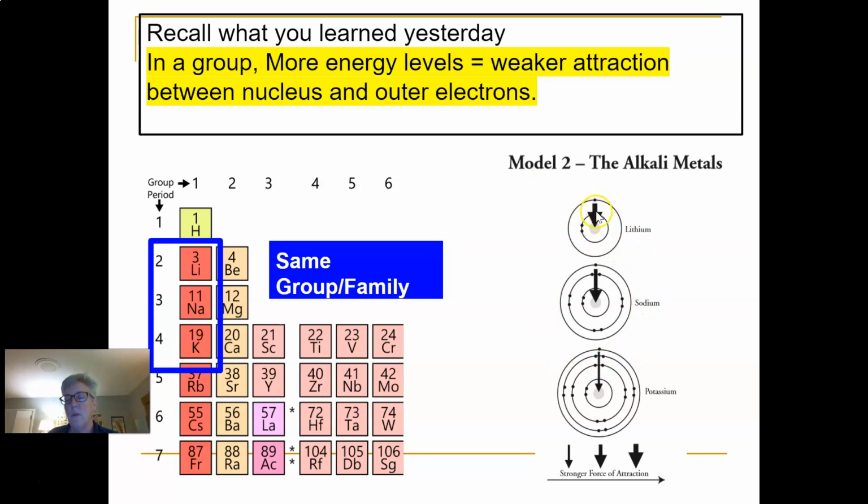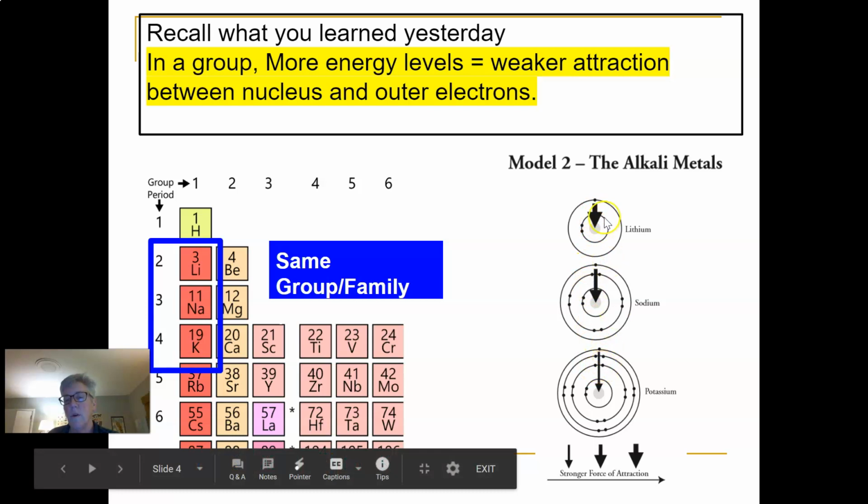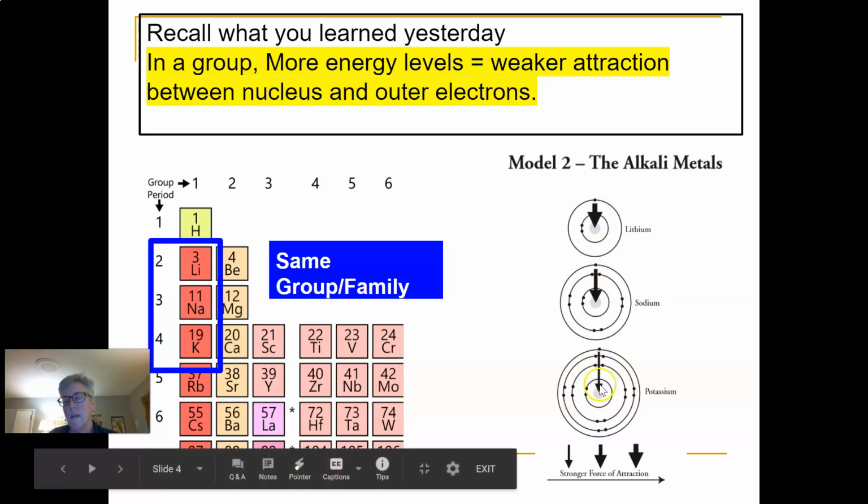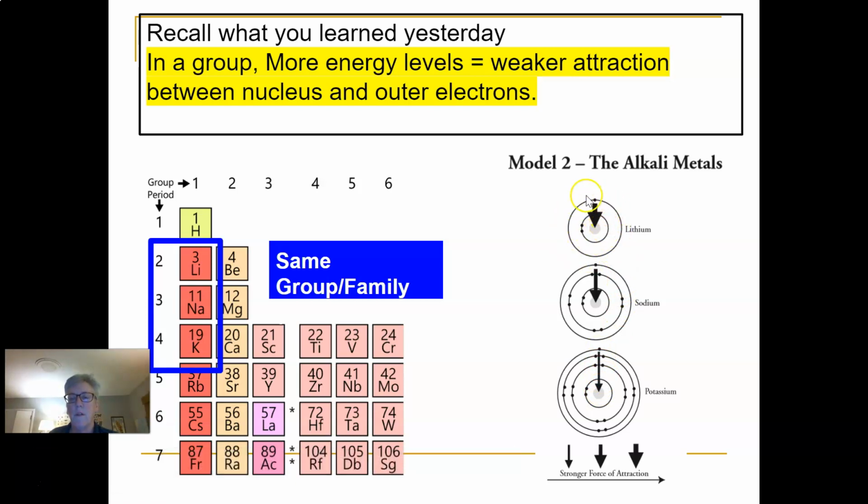Lithium had 2 energy levels, sodium has 3, potassium has 4. And as you can see, as we added more energy levels, this arrow got skinnier, which means there was a weaker force of attraction between these outermost electrons and the protons in the nucleus. Okay, the smaller atom, lithium here, I should say the one with 2 energy levels, has a very strong force between those electrons and the protons.